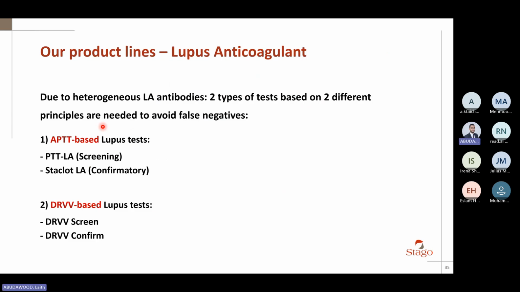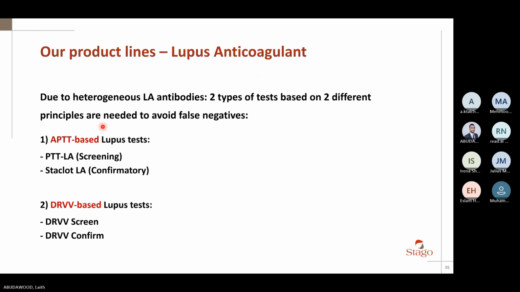Now, what is our lupus offer? Remember, I said we have two pathways for lupus testing. One is APTT-based lupus testing. One is DRVV-based lupus testing. APTT-based lupus testing, first of all, and this is the most important point, is not an STA line. It's not an official Stago protocol on the Compact or Satellite or RMAX.